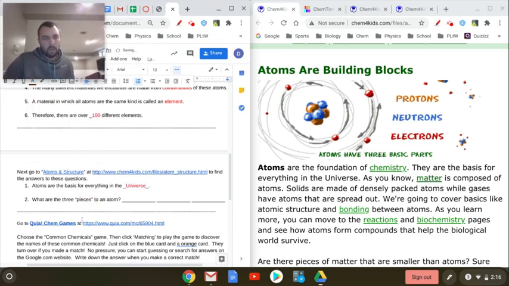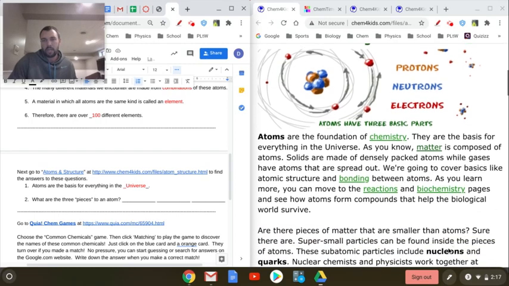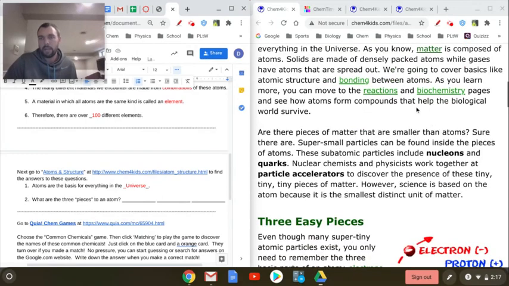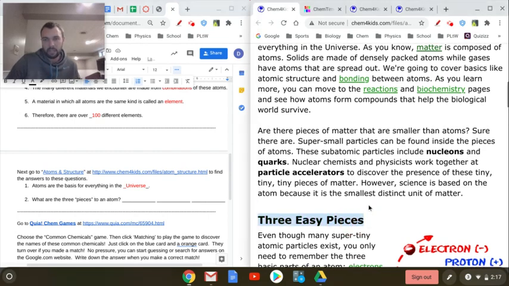All right, next. What are the three pieces to an atom? Matter is composed of atoms. Solids are made of densely packed atoms, while gases have atoms that are spread out. We're going to cover basics like atomic structure and bonding between atoms. As you learn more, we can move to the reactions in biochemistry pages as we see atoms form compounds and help the biological world survive. Okay. Whoa, I just saw this. Three easy pieces. All right.